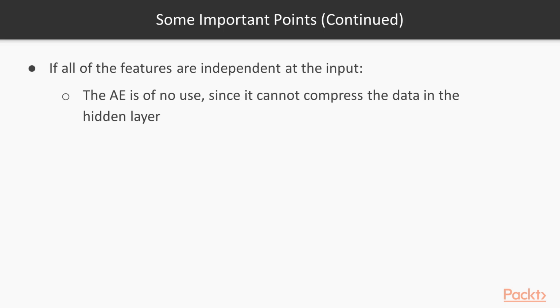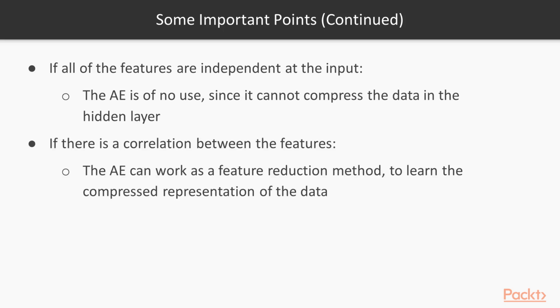If all of the features are independent at the input, then the autoencoder is of no use since it cannot compress the data in the hidden layer. But if there is a kind of correlation between the features at the input, the autoencoder can work as a feature reduction method to learn the compressed representation of the data.